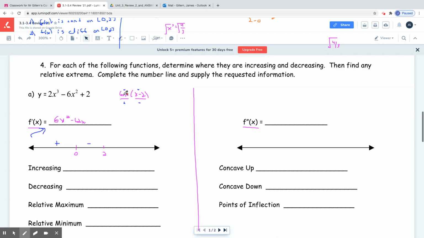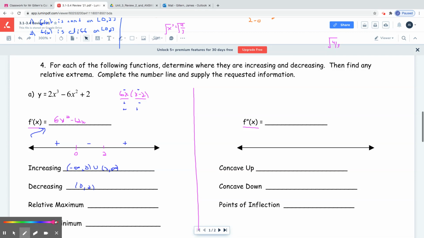Anything bigger than 2, sorry, like 3, would be a positive there, positive there. Positive times a positive is a positive. So anywhere where the derivative is positive, that's where the original is increasing. So from negative infinity to 0, union 2 to infinity, and then it's decreasing from 0 to 2, wherever the derivative is negative.